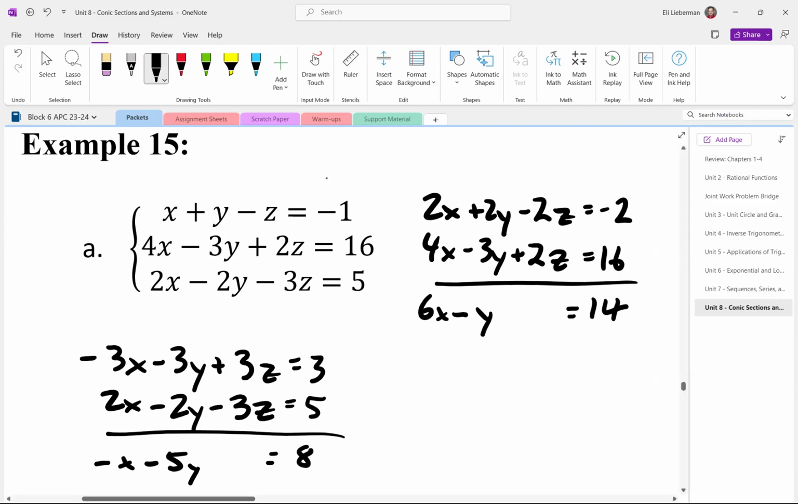Did I do that one right? 3 plus 5 equals 8. That's good. Sweet. So now we have a 2x2 system. I think you could solve that.